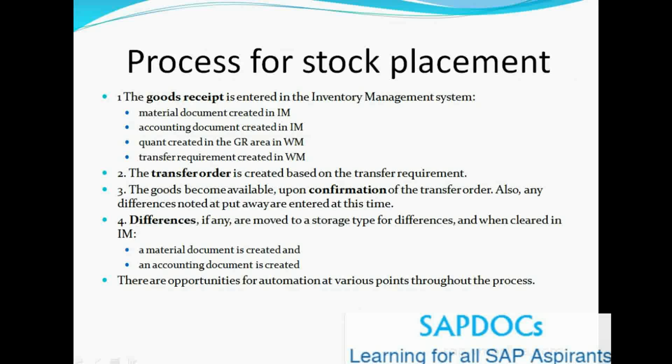Then the goods become available upon confirmation of the transfer order. Also, any differences noted at put away are entered at this time. The differences, if any, are moved to a storage type for differences, and when cleared in IM, a material document is again created for that difference quantity, and an accounting document is also created. There are opportunities for automation at various points throughout the process.